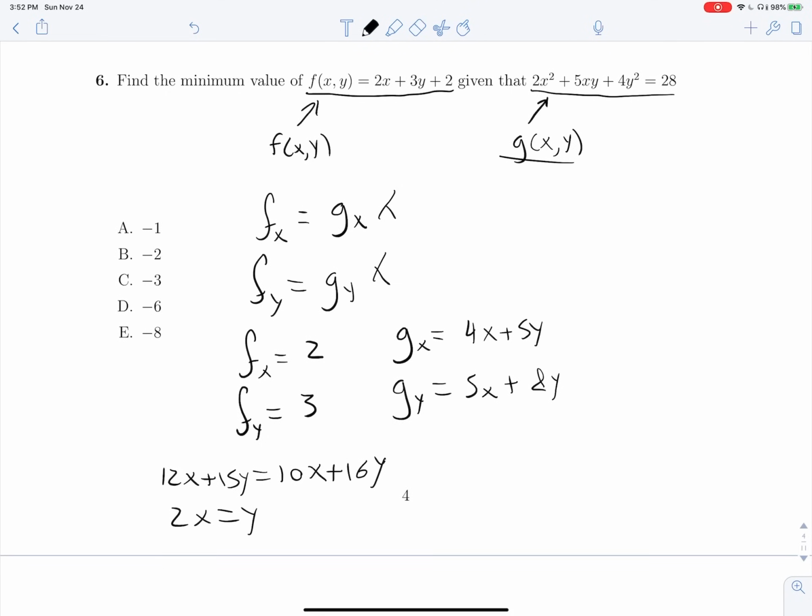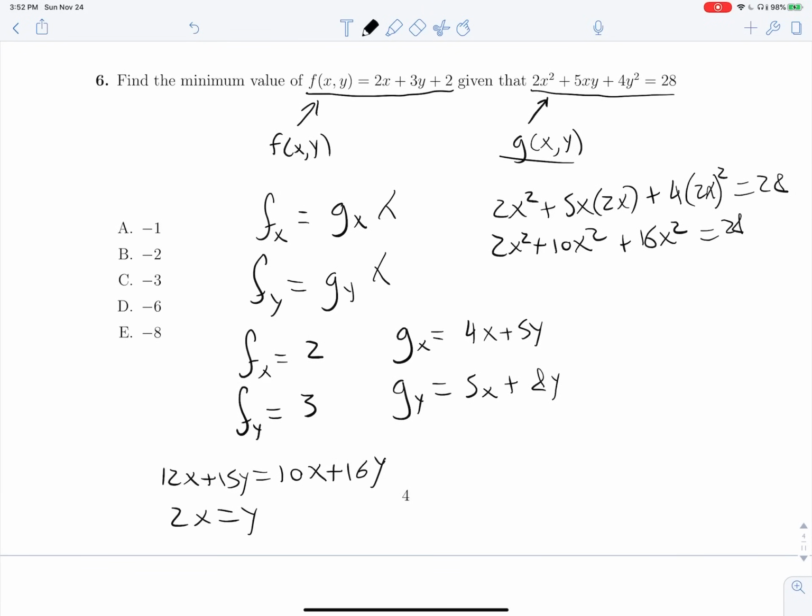So we have 2x squared plus 5x times 2x plus 4 times 2x quantity squared, and that's equal to 28. Well, this is going to be 2x squared plus 10x squared plus 16x squared is 28. And this adds up to 28x squared is equal to 28. So x is plus or minus 1. And we know that y is 2x, so y is plus or minus 2.